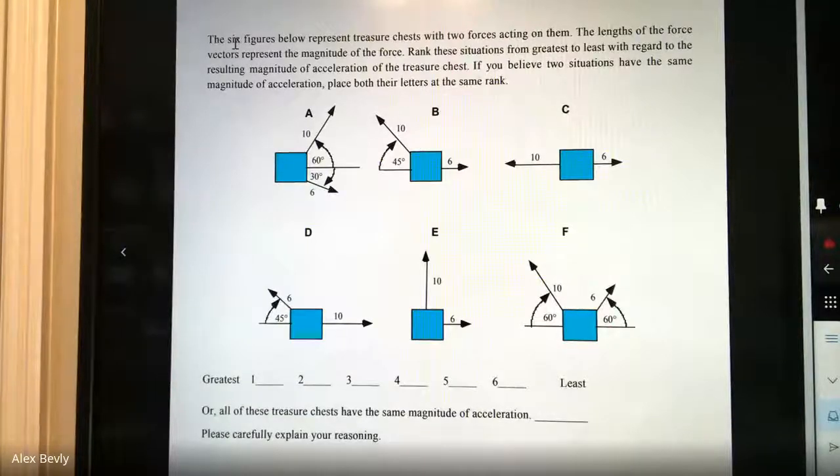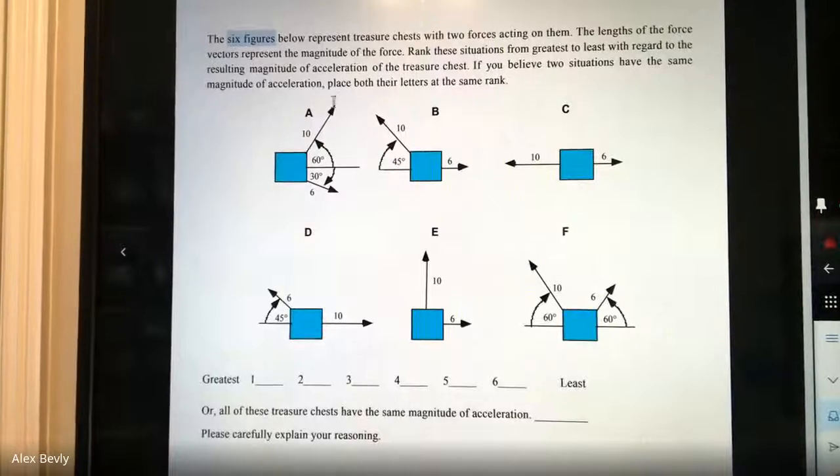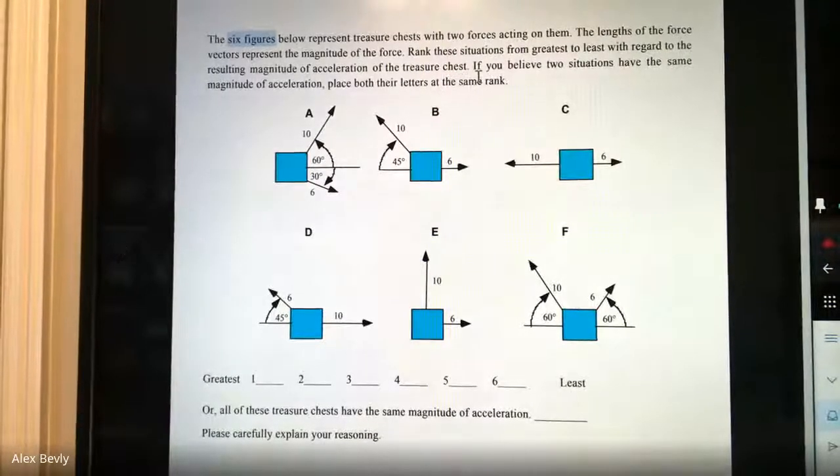So here we have six figures below that represent treasure chests with two forces acting on them. So these are the only two forces we have to look at. The lengths of the force vectors represent the magnitude of the force. Well, they also just give us the numbers. Rank the situations from greatest to least with regard to the resulting magnitude of acceleration of the treasure chests. If you believe two situations have the same magnitude of acceleration, place their letters in the same rank.